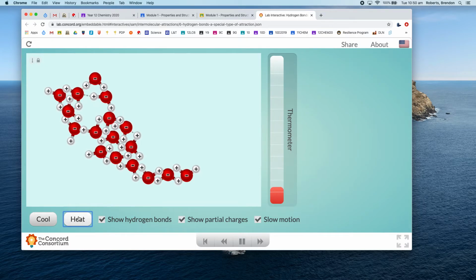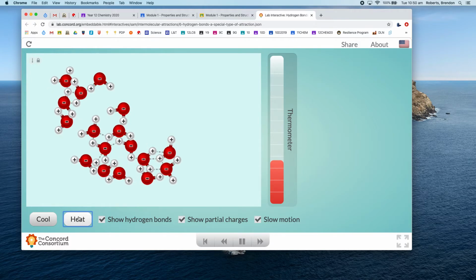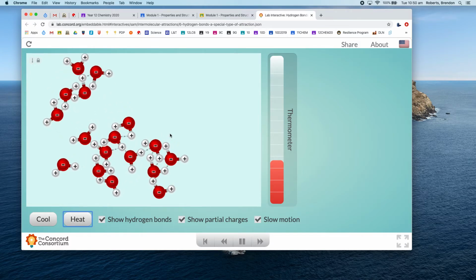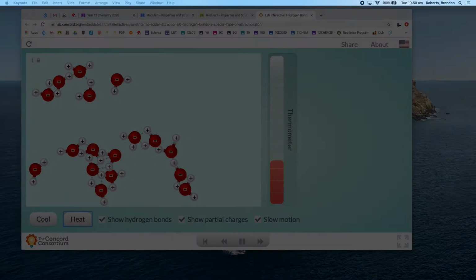Okay, let's heat it up a bit more. It's eating a lot of time, but you can skip ahead if you're bored. It's a really cool simulation. Alright, but we probably should move on. Okay, back to our slides.